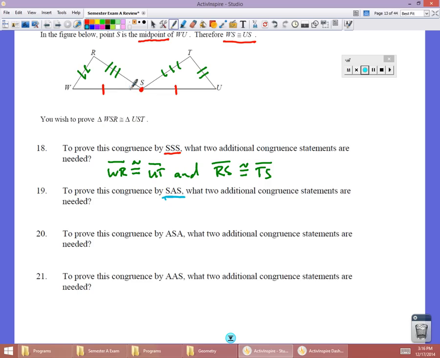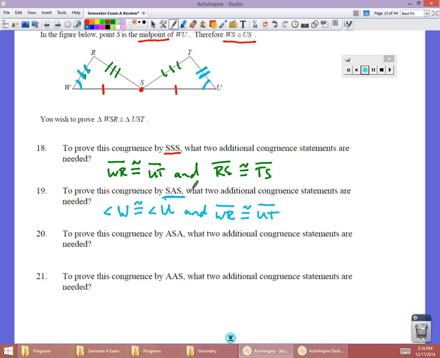So we're going to need to know the sides. We need to have a given angle, and we need to have another given side. So I'm going to use this angle right here, and this angle right here, and then I'm going to use this side over here, and this side over here. So again, we're using the red given information and then the blue sides that we marked. So in this case, we need to know that angle W is congruent to angle U, and we need to know that side WR is once again congruent to side UT.